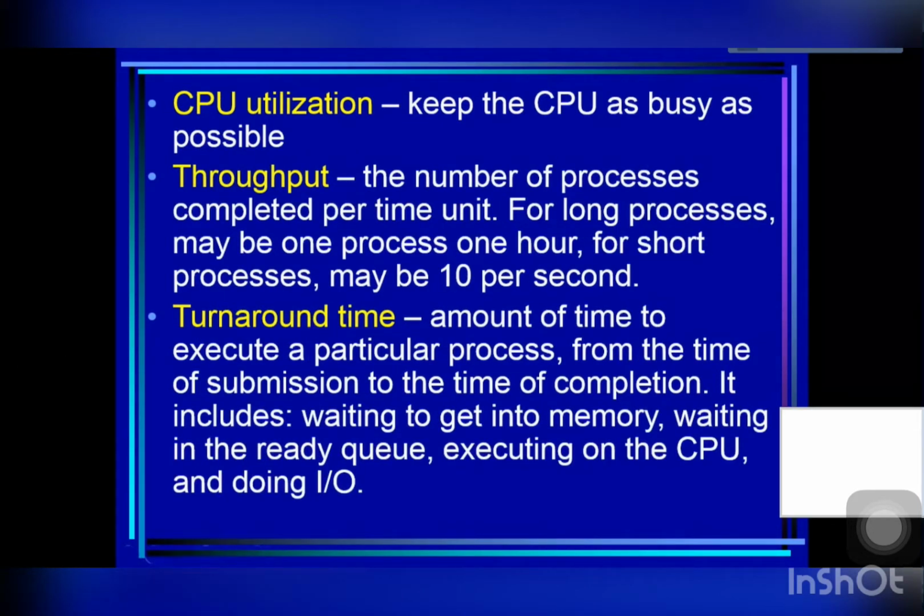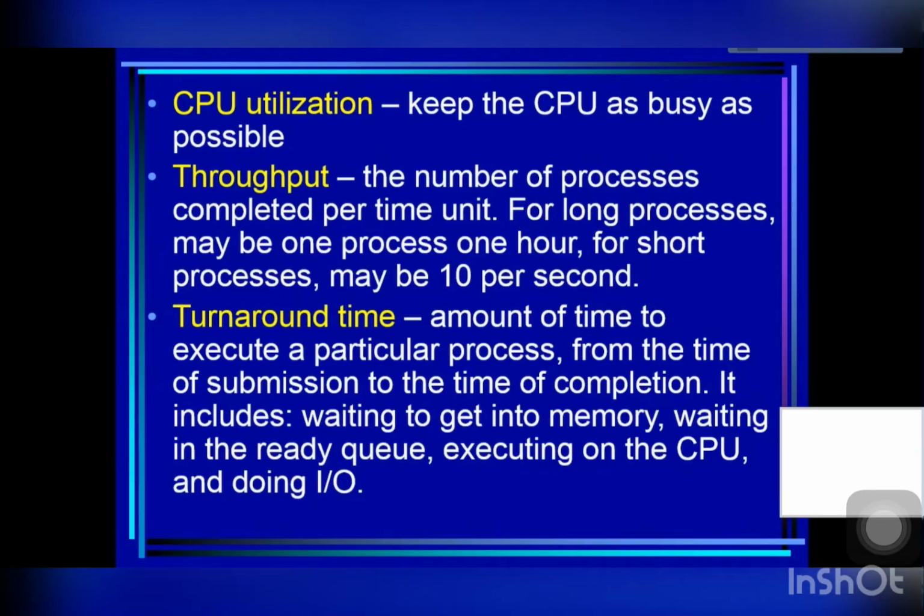We want to keep the CPU as busy as possible. Conceptually, CPU utilization can range from 0 to 100%. In a real system, it should range from 40% to 90%. Second, throughput. If the CPU is busy executing processes, then work is being done.